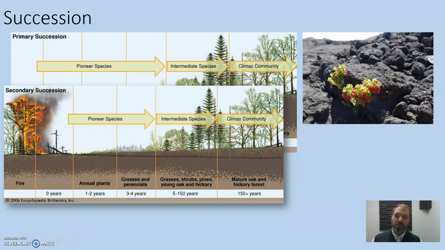Now, it's not quite all over again because obviously with secondary succession, you already have a layer of soil and dirt there. And that means that the annual plants can come much faster. You don't have to wait for rock to break down to sand to soil. And so secondary succession is much faster.